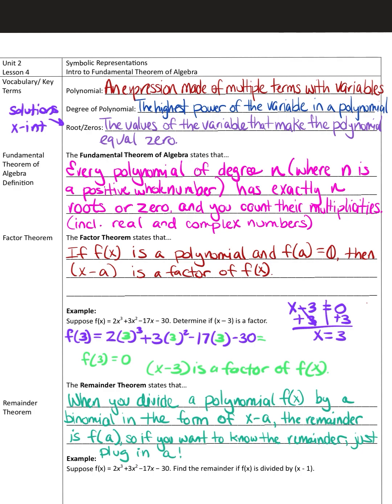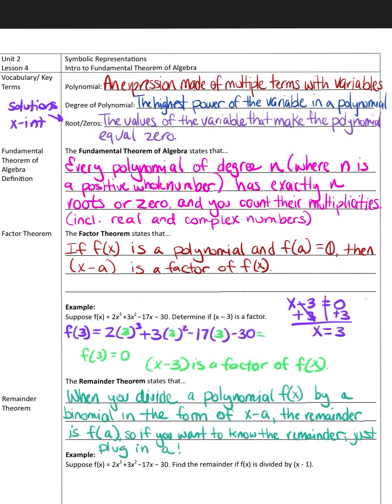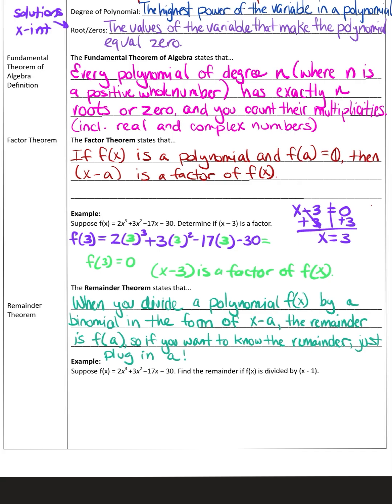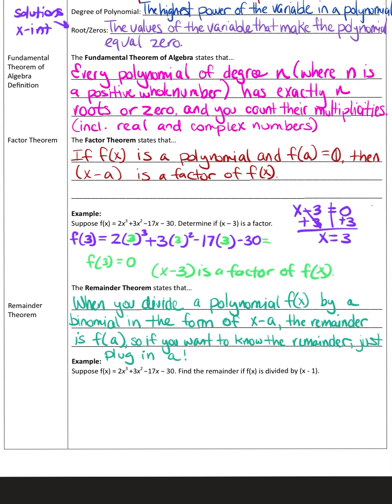Okay? So all the factor theorem means is if you take that factor, you find the root of that factor, and you plug that number back into the equation. If it equals 0, then x minus 3, or x minus a, is a factor of f of x. Okay? All right. So now let's talk about the remainder theorem.